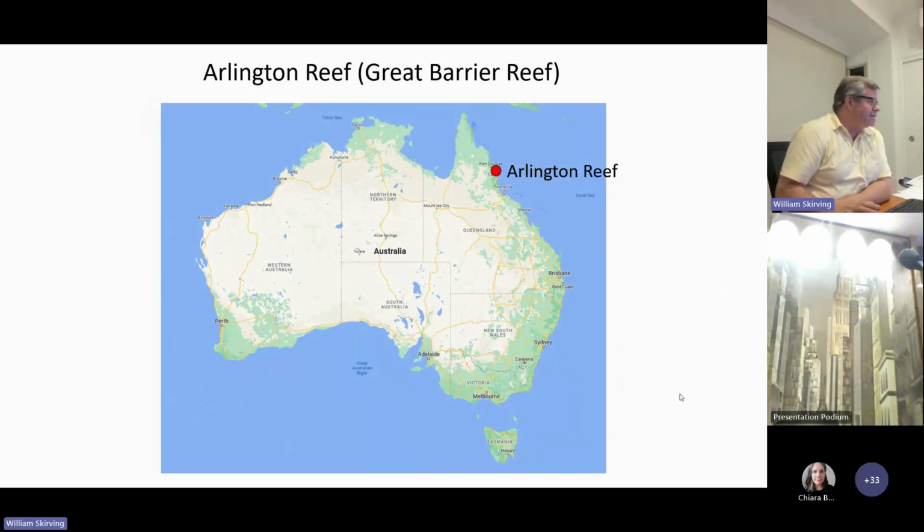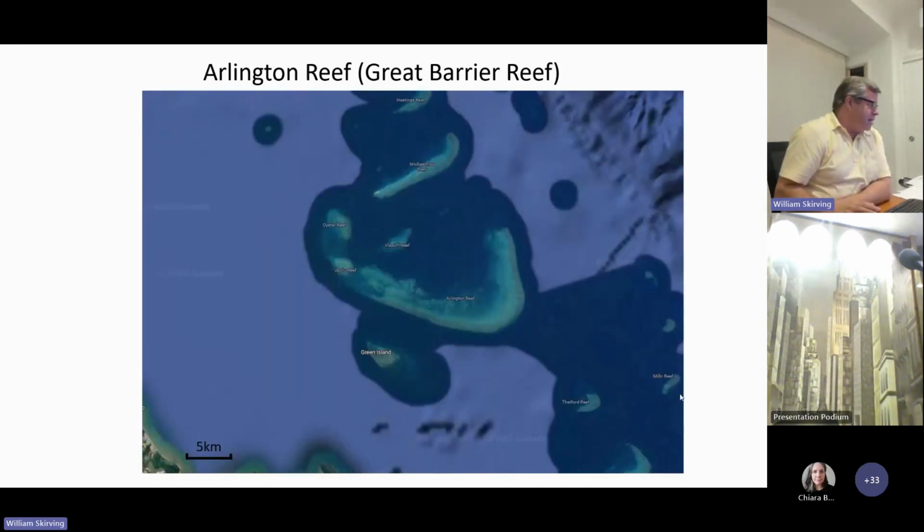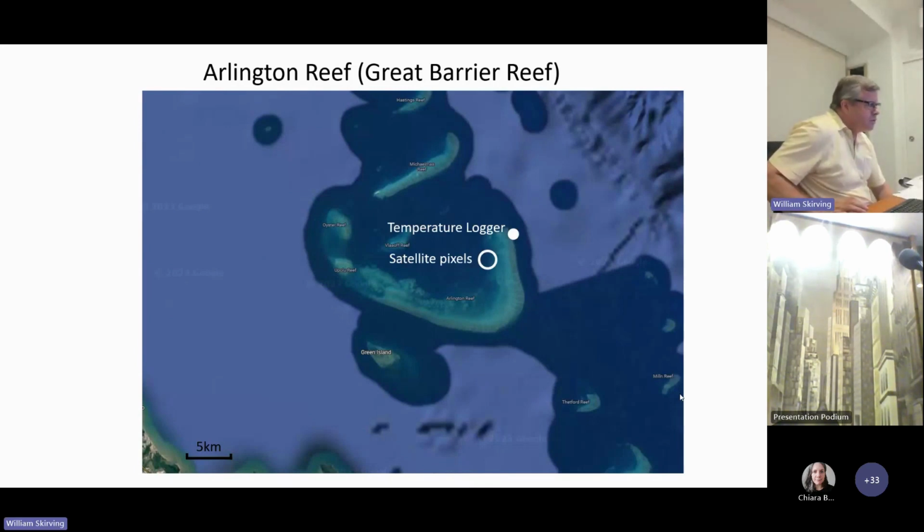Arlington Reef, up near Cairns. There's Cairns and there's Arlington Reef. This is a big reef, actually. If you have a look down the bottom left, you'll see that it's many kilometres, tens of kilometres across. In fact, in that one reef, they've got 3 other reefs that have been named, which really should have been part of Arlington Reef. So that's interesting in its own right. The temperature logger data is sitting on top of, or close to, about 2 metre deep water. Bear in mind, this is about a 4.5 metre tidal range.